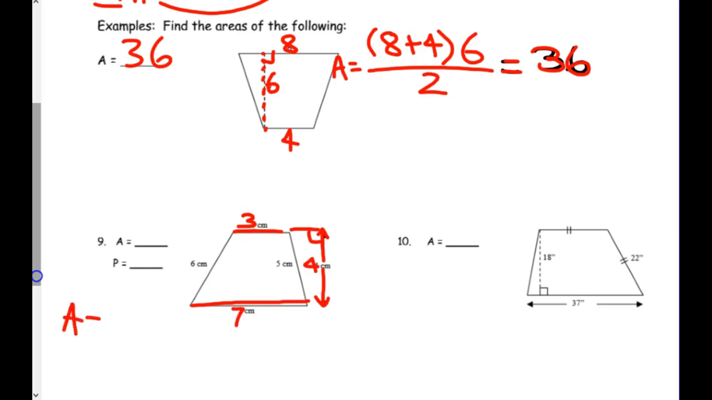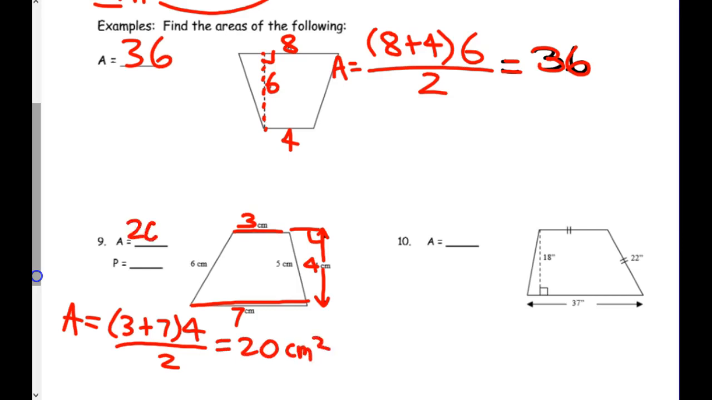So let's do that. Area equals base 1 plus base 2 times the height divided by 2. Now you might be able to do this mentally, or you can use a calculator. But I know that 3 plus 7 is 10. 10 times 4 is 40. 40 divided by 2 is 20 centimeters, and it's going to be squared because we're talking about some area. Okay?